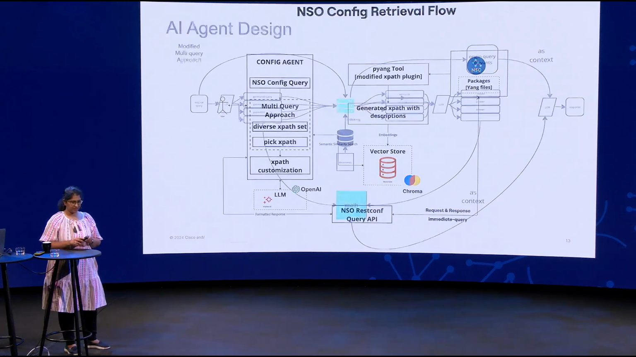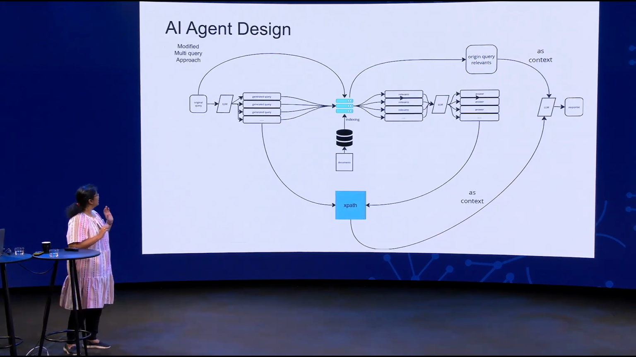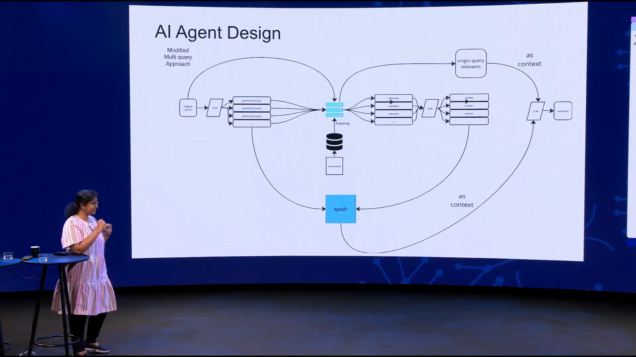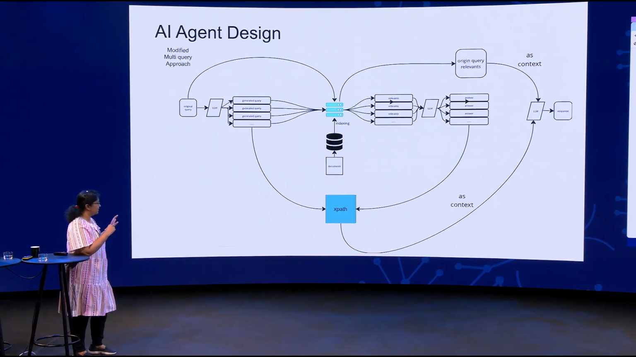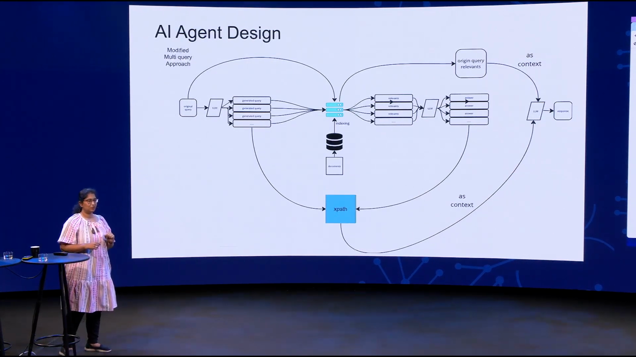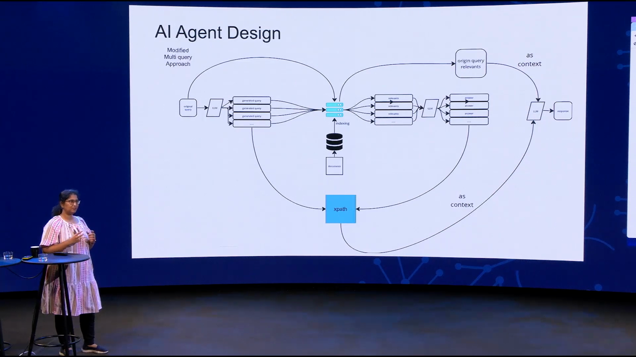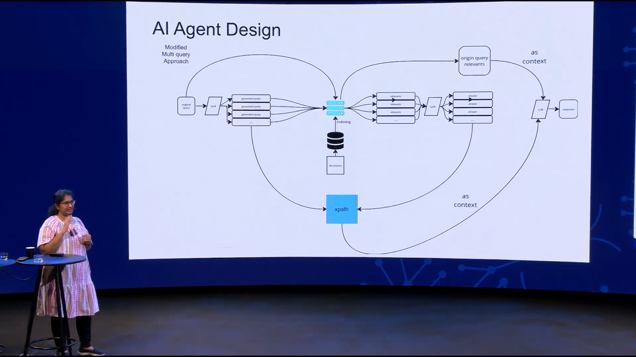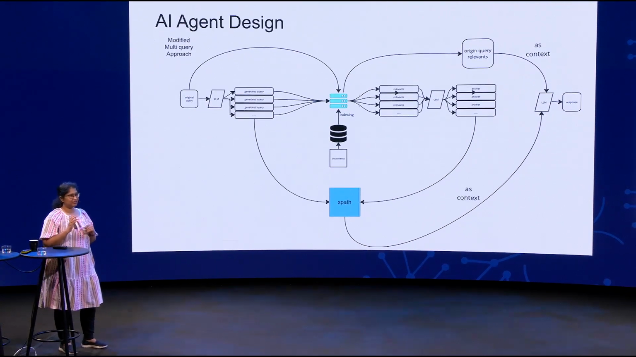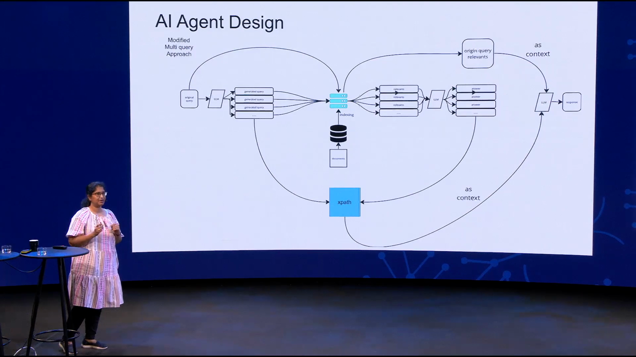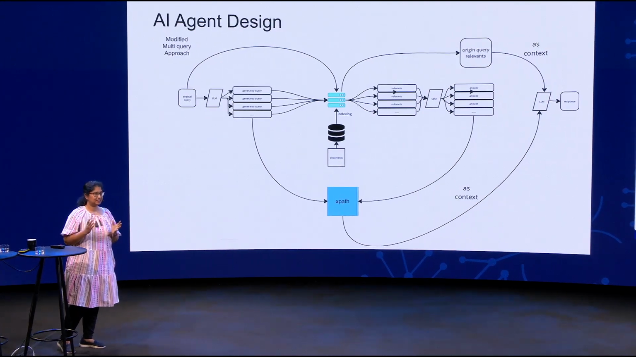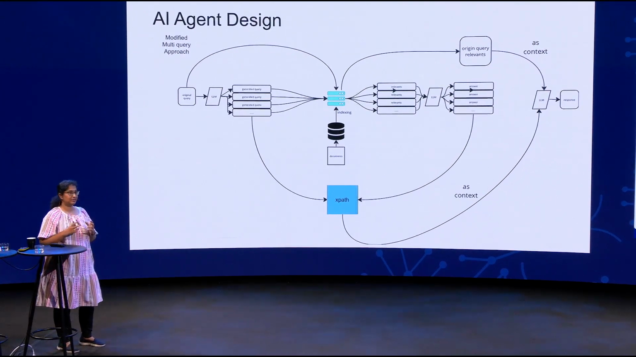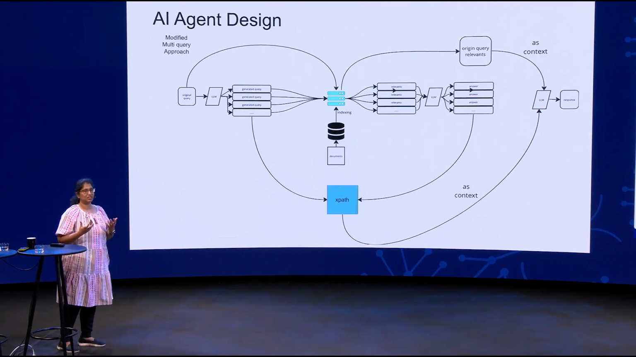Moving on. Right, so this is the AI agent design, the multi-query approach I was talking about. At first, when we went with regular prompt chaining and a few other ways of trying to get the XPath, we did not have great consistency. But with this approach, we were able to get robust and consistent results for our natural language queries.